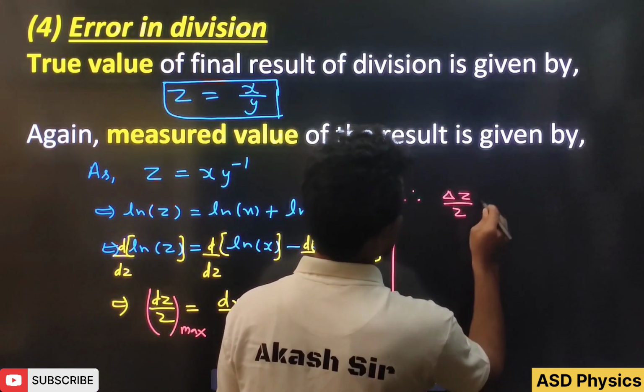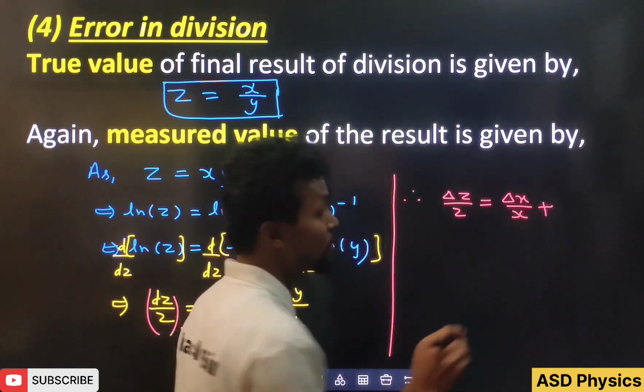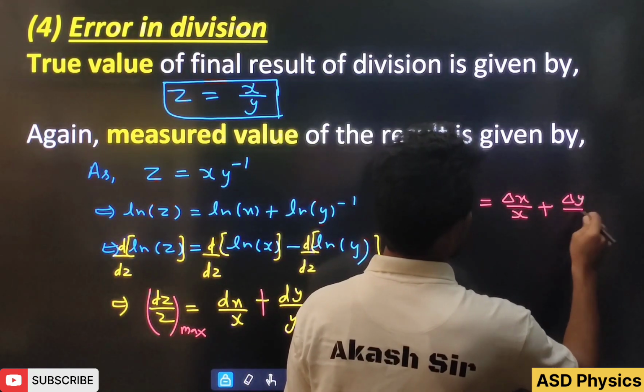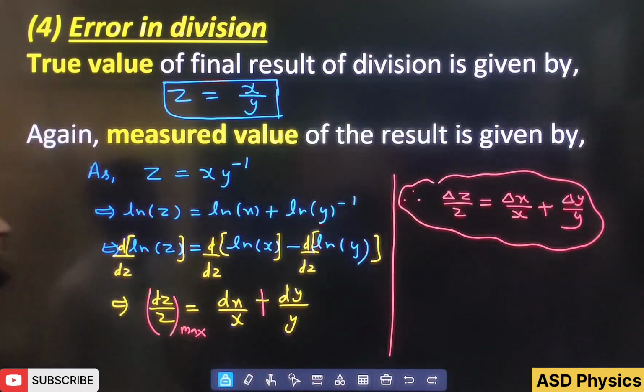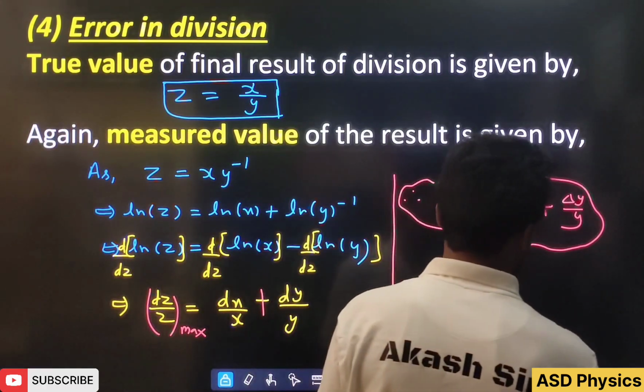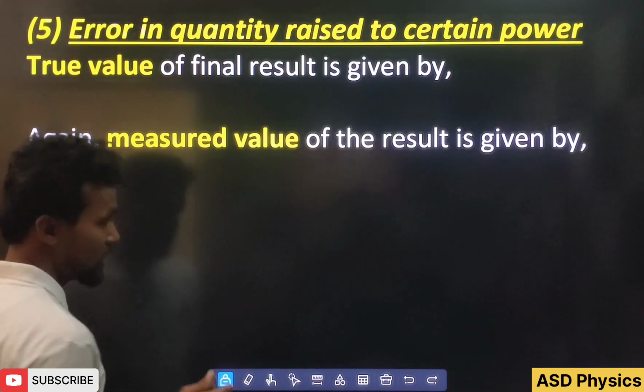Can you see? Delta z by z is equal to delta x by x plus delta y by y. This is the expression here. So students, we have covered the error in addition, subtraction, multiplication and division. Now this kind of question is very common in exams, NEET and JEE both.